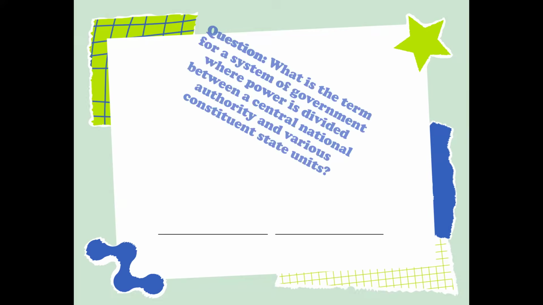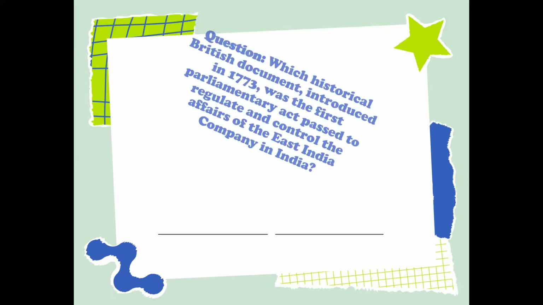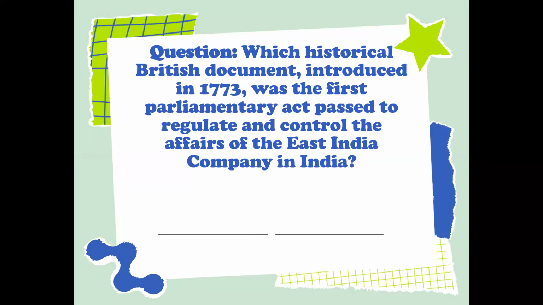Okay. Next, what is the term for a system of government where power is divided between a central national authority and various constituent state units? Federalism. Okay. Next, which historical British document introduced in 1773 was the first parliamentary act passed to regulate and control the affairs of the East India Company in India? The answer is Regulating Act.